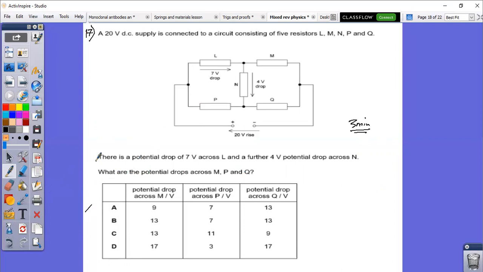Voltage in parallel is the same. So would it be 7 across P? Don't use that rule. Kirchhoff's laws. Now here we're talking potential difference.